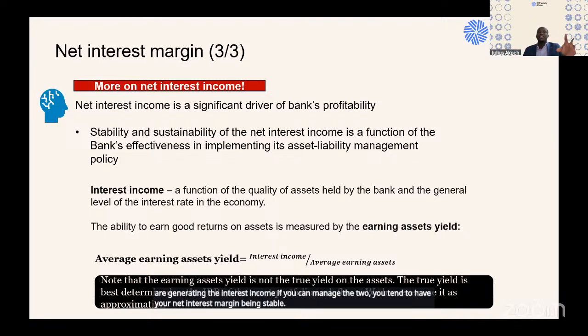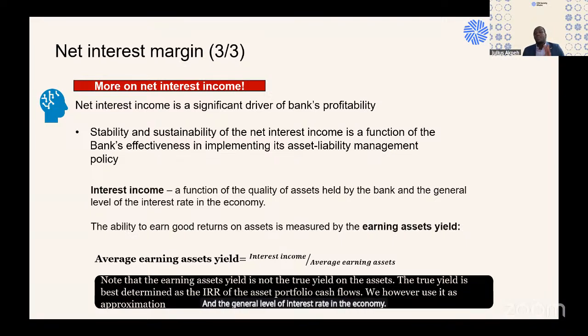In the case studies that we'll be doing, when we look at a bank's financial statement and the net interest margin over time, you compare to see which bank is actually managing its net interest margin properly, or in other words, which bank is adopting an effective asset liability management policy. The interest income is a function of the quality of assets held by the bank and the general level of interest rate in the economy.